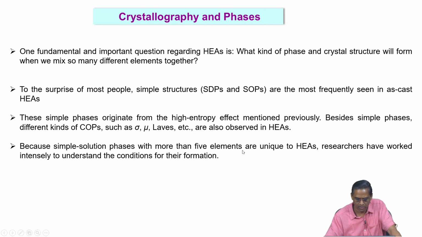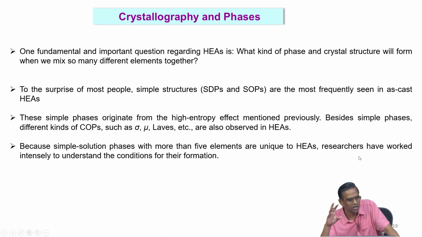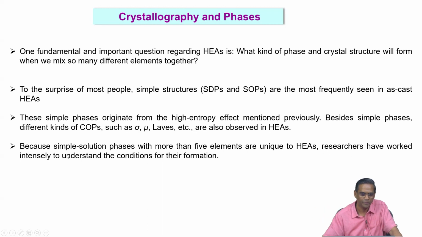So one thing is at least clear: when you say high entropy alloys, you should have a minimum of 5 equiatomic elements, and then you start looking at how it forms. So the question is, suppose I mix 5 equiatomic elements, what kind of crystal structure will form? Is there a rule, or is there an idea? Do you have an idea?